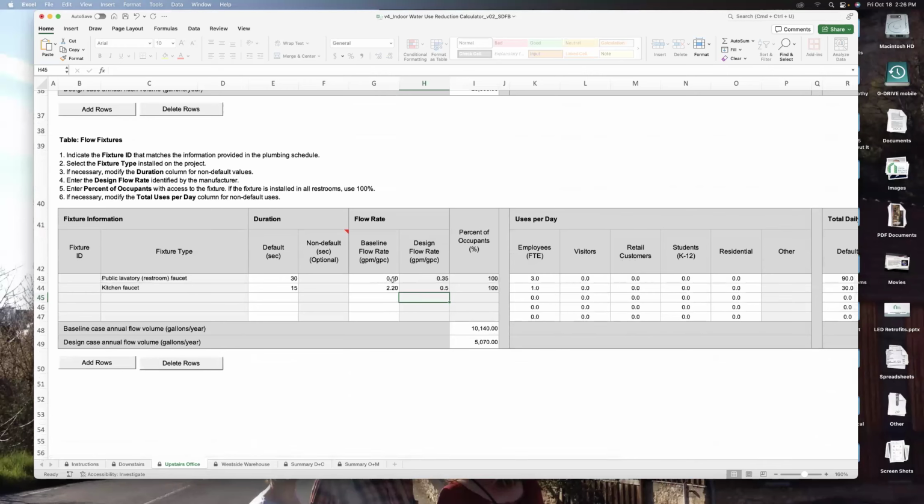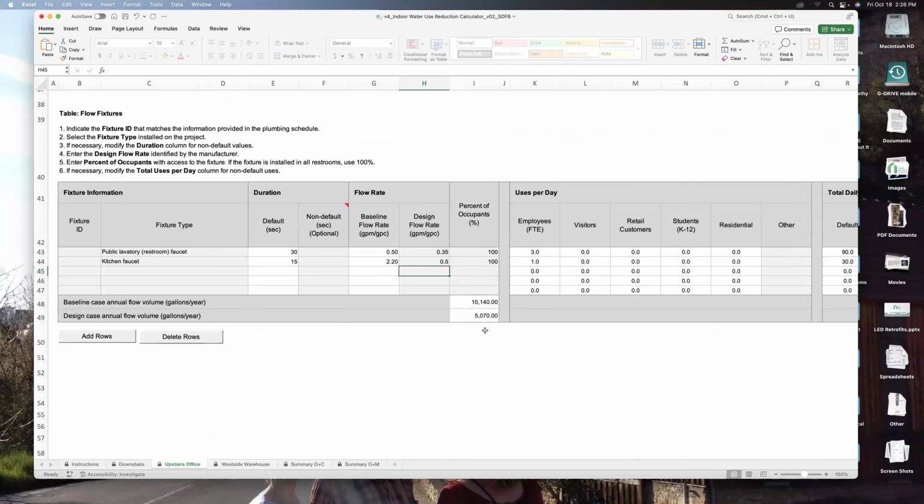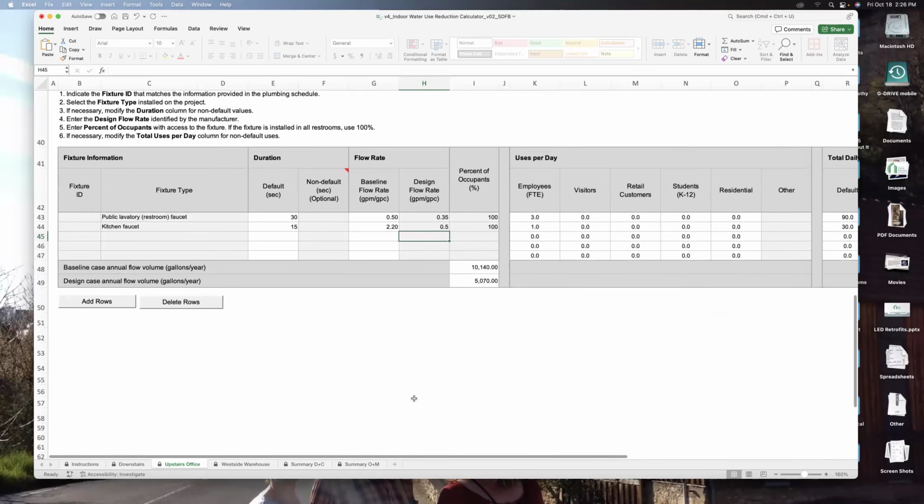And then we're talking about faucets here. The baseline gives you a flow rate of 0.5 gallons per minute, and what they had was 0.35 and 0.5. And again, they saved 5,000 gallons per fixture on that one. So we did that on every single area of the building.